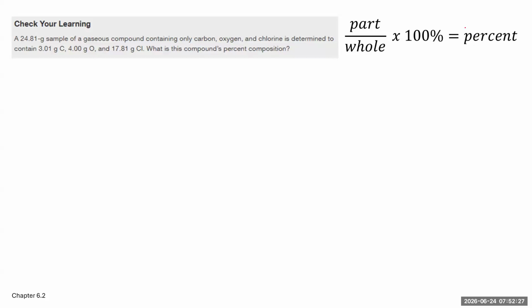Let's do an actual problem here. It says a 24.81 gram sample of a gaseous compound containing only carbon, oxygen, and chlorine is determined to have 3.01 grams carbon, 4.00 grams oxygen, 17.81 grams of chlorine. What is this compound's percent composition? All right, so we know the total. That's the whole. We'll write it over here. Whole equals 24.81. So let's set this up for carbon, oxygen, and chlorine.